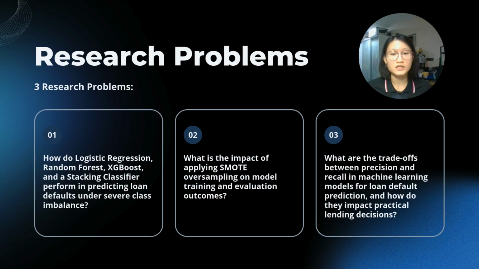Second, we want to explore the impact of using SMOTE, a technique to balance the dataset by oversampling the minority class, on model training and evaluation outcomes to see if it improves performance. And finally, we examine the trade-off between precision and recall in these models, as precision minimizes false positives while recall ensures we catch more defaults, and we'll look at how this trade-off impacts practical lending decisions. So these questions guide our study as we aim to build better tools for lenders.